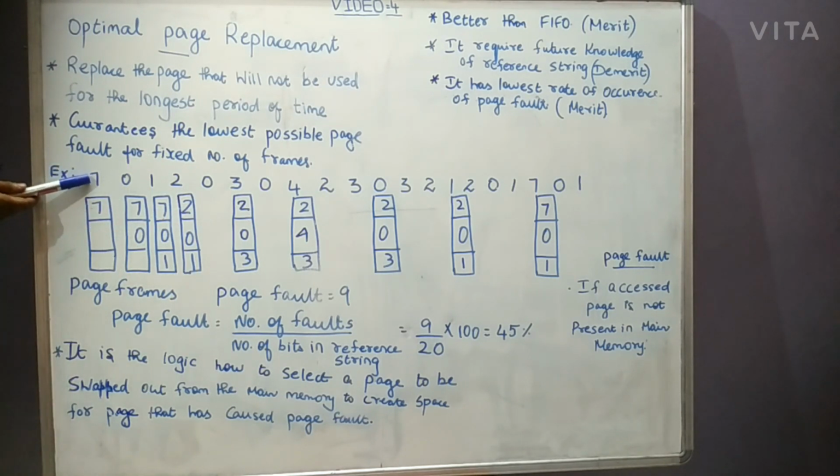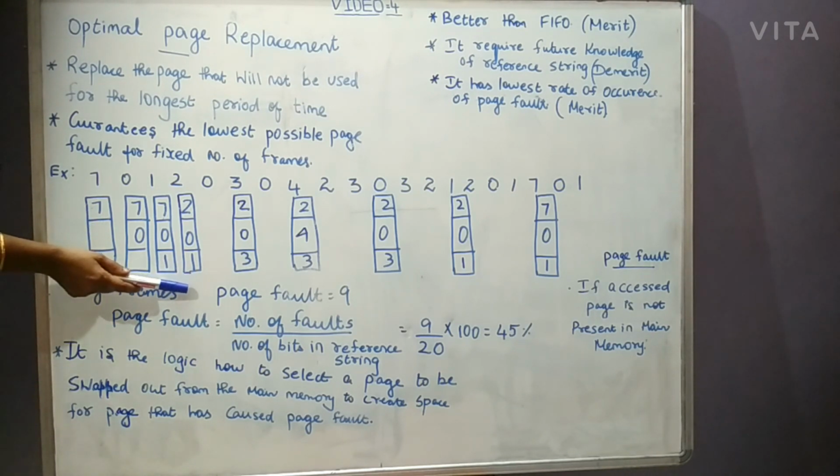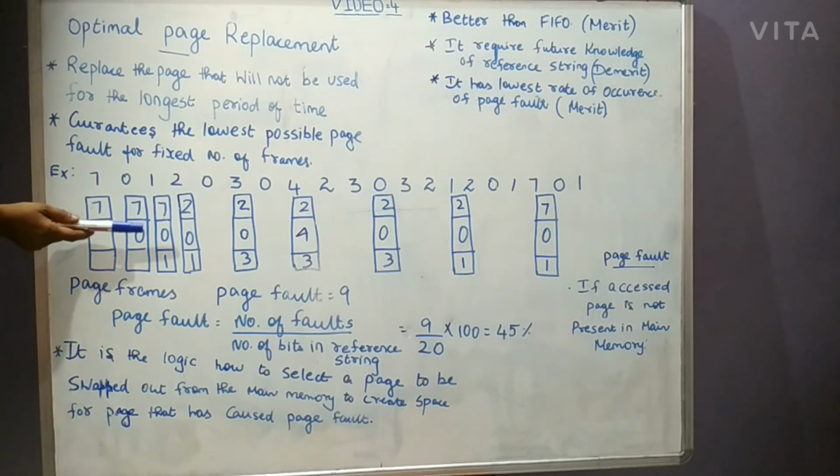This is called a reference string: 7 0 1 2 0 3 0 4 2. Now I'm taking 3 partitions. This is a page frame, the technical word. If the page frame count is 3, we can divide into 3. In one page frame, only one number can be entered, not 2 numbers. I'm entering 7, then 7 0, then 7 0 1.